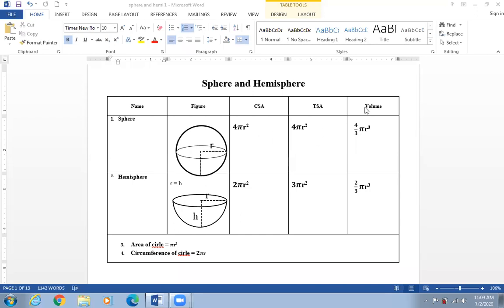And in case of volume, what is the formula of volume? It is 4 by 3 pi r cube. This is the volume formula of sphere. So that is cube, yes, 4 by 3 pi r cube.